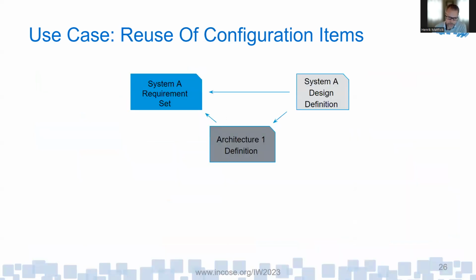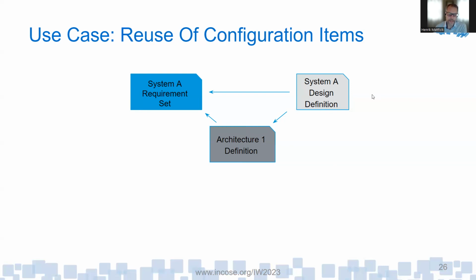So now let's look at the other use case here related to reusing configuration items. Basically the ones in the previous example that I did not want to copy. Here are three artifacts we have for system A. Basically this is the configuration for system A. Here's the requirement set, here's the architecture definition, and here's the design definition.